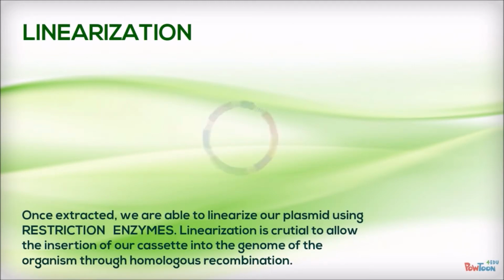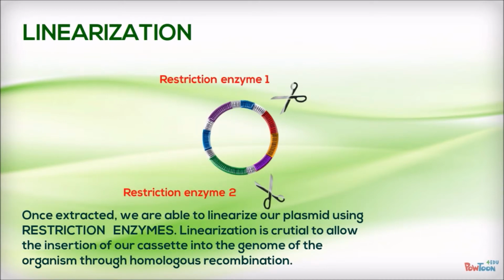Linearization. Once extracted, we are able to linearize our plasmid using restriction enzymes. Linearization is crucial to allow the insertion of our cassette into the genome of the organism through homologous recombination.